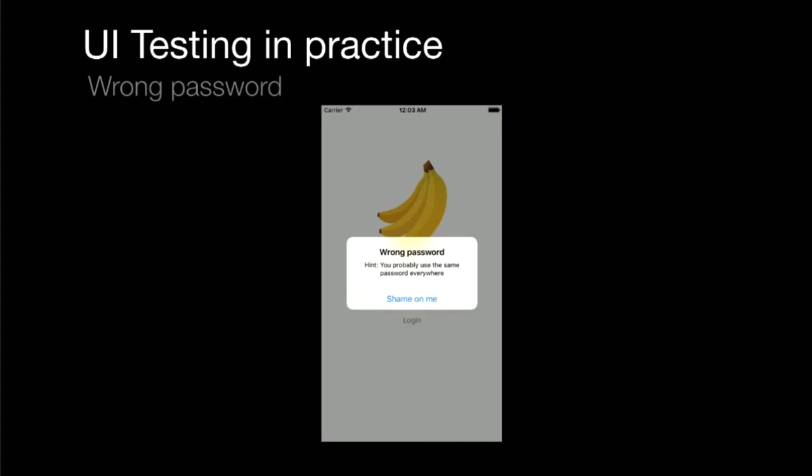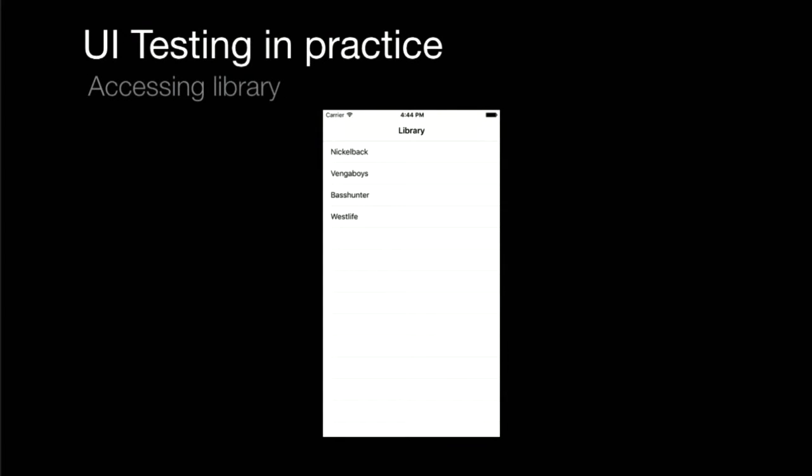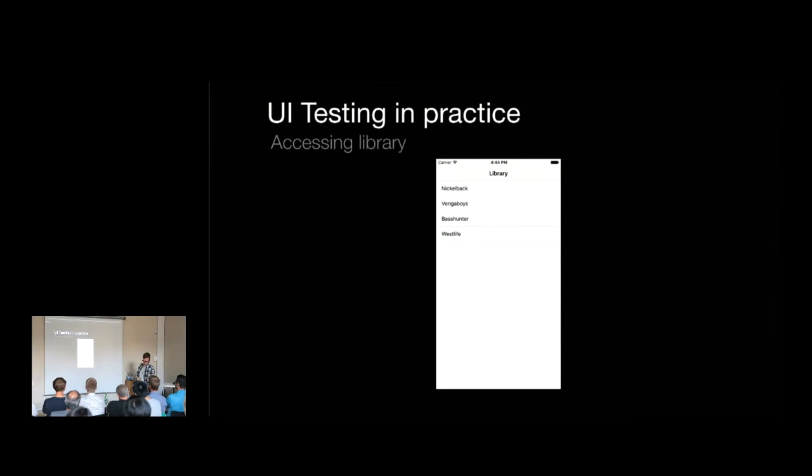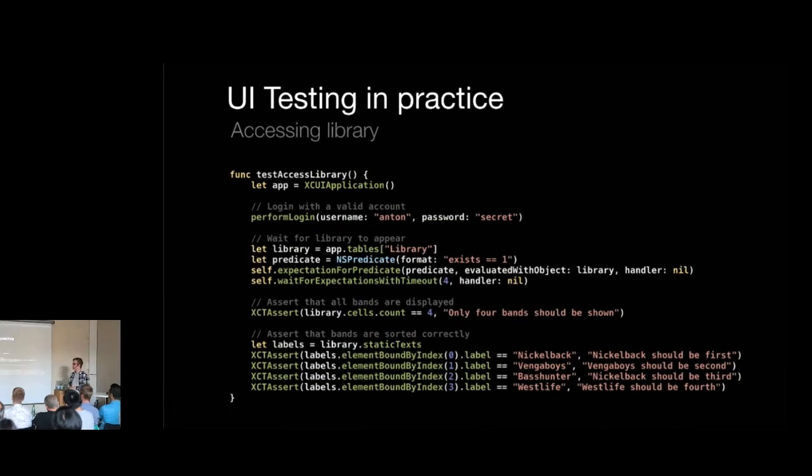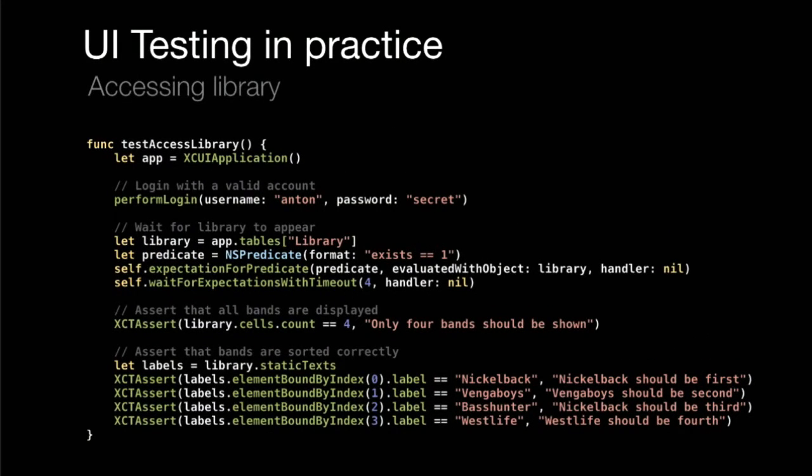Now, the next step is that when you log in, I want to make sure that you can access the library of the wonderful 4 bands we have. So, setting up the test, first we're going to have to log in with credentials, and in this case I have refactored the login code into a new function so we can reuse these steps over again without having to copy-paste. And then comes the interesting part.